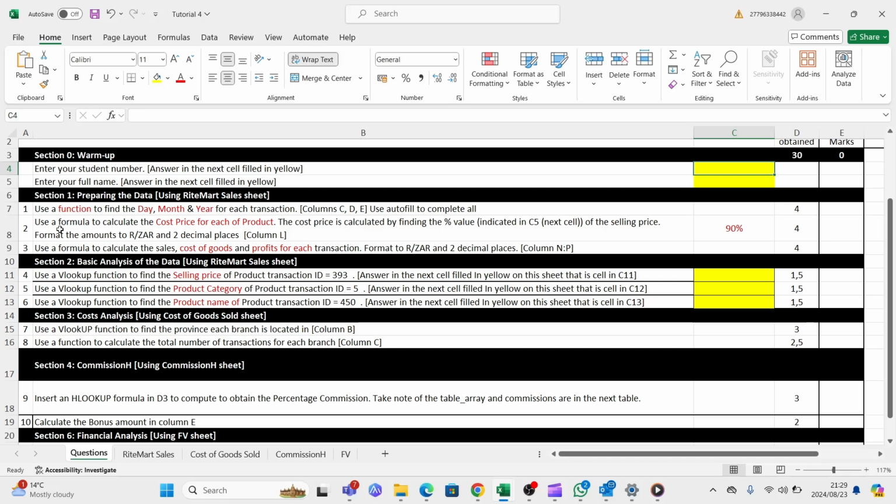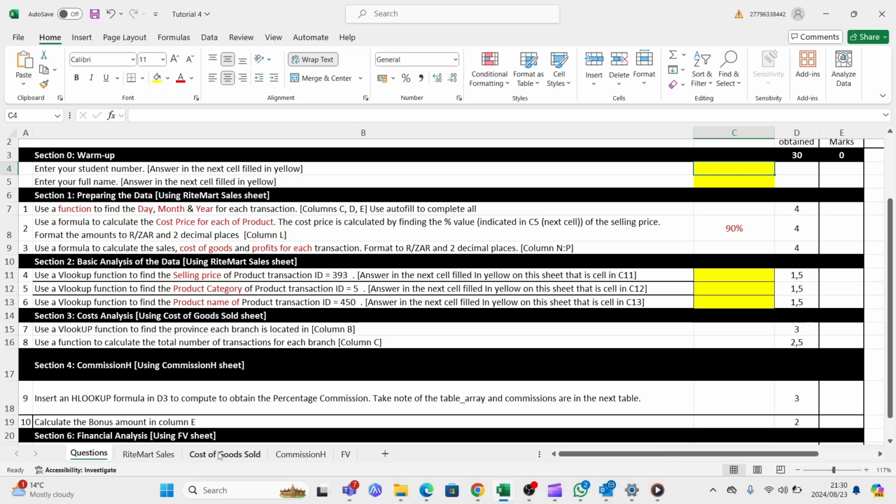So the first question is use a formula to calculate the cost price for each product. The cost price is calculated by finding the percentage value indicated in C5 next to the cell of the selling price, which is 90%. So use a formula to calculate the cost price for each product. The cost price is calculated by finding the percentage, right?